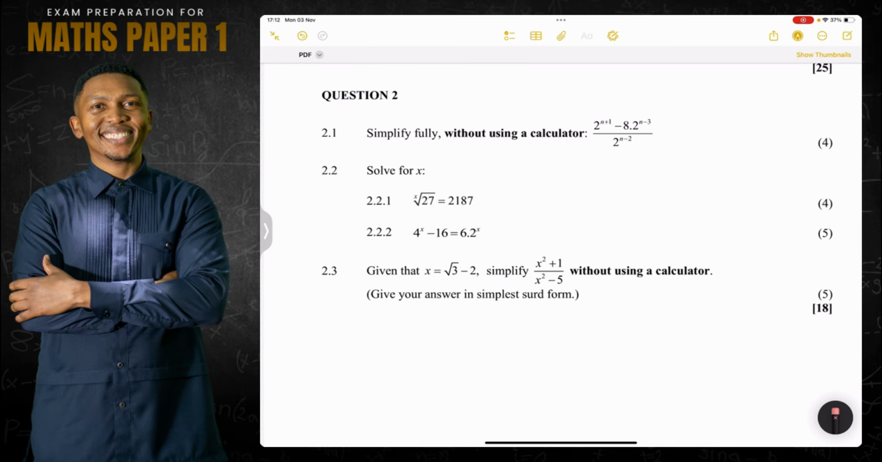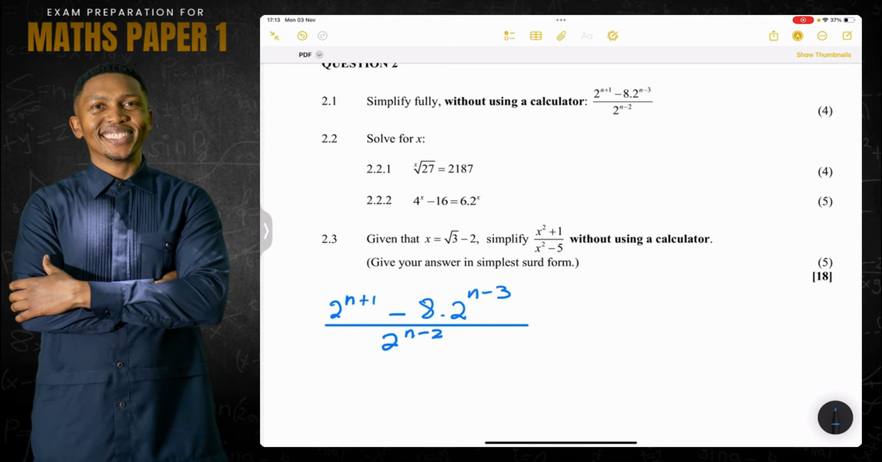They say to us we've got 2 to the exponent n plus 1 minus 8 times 2 to the exponent of n minus 3, divided by 2 to the exponent of n minus 2. All right, now let's try and simplify this. They want us to simplify this.